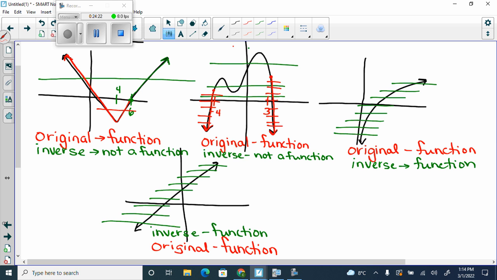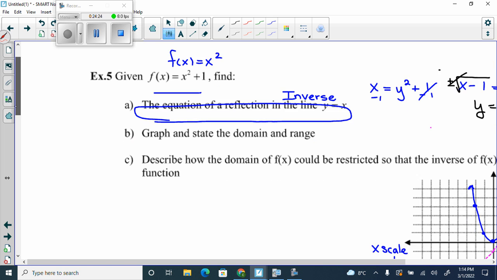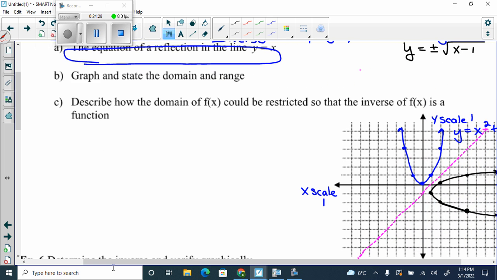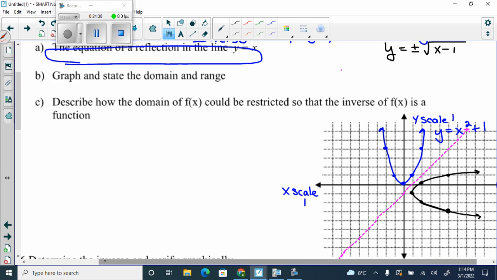Okay. Let's go back to this question again. We're going to skip B, I don't really care about that. I want you to restrict the domain of the original. So we have here y equals x squared.